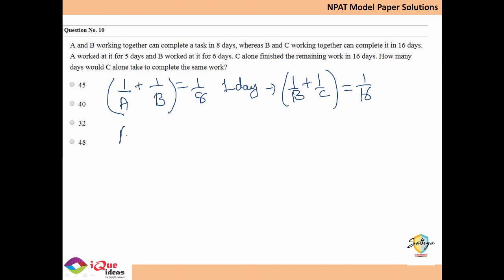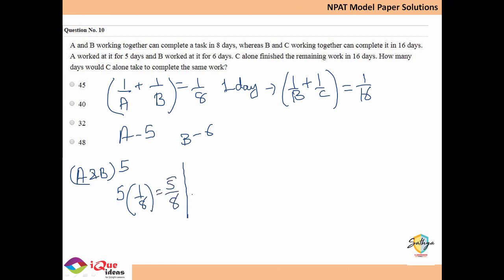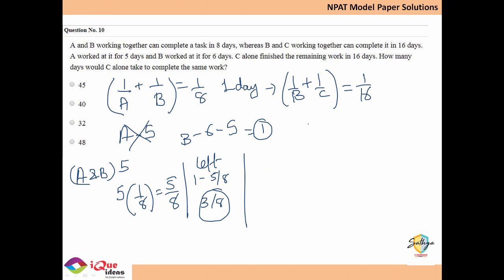Now, A has worked for 5 days and B has worked for 6 days. So A and B together have technically worked for 5 days. So in 5 days working together, they completed 5 by 8 of the work, right? So from the total work, if 5 by 8 is done, then 1 minus 5 by 8, that is 3 by 8 of the work is now left. So A has completed his quota of 5 days, B has completed 5 days, and 1 day worth of B is yet to work. So now B and C work for 1 day.